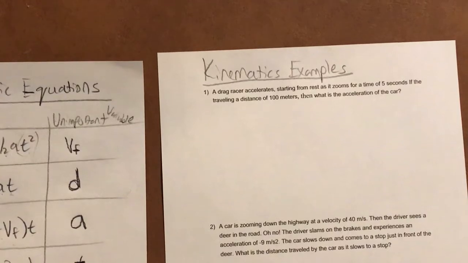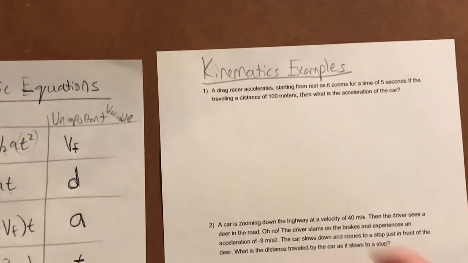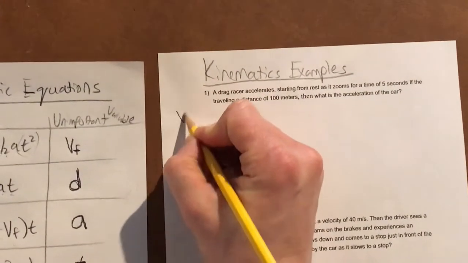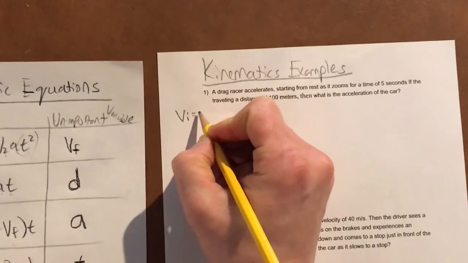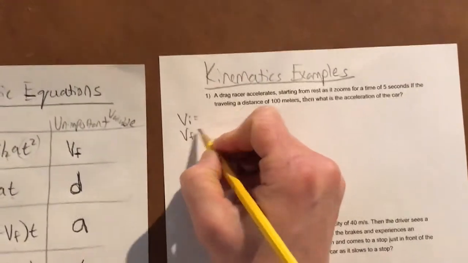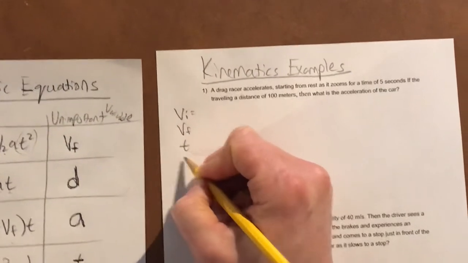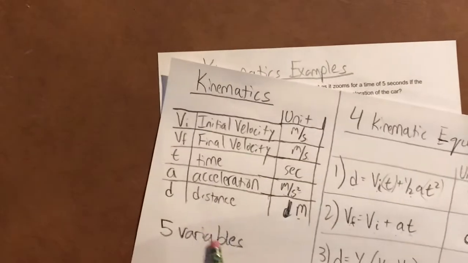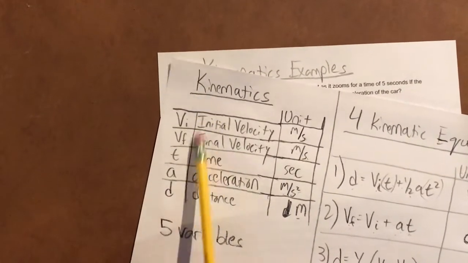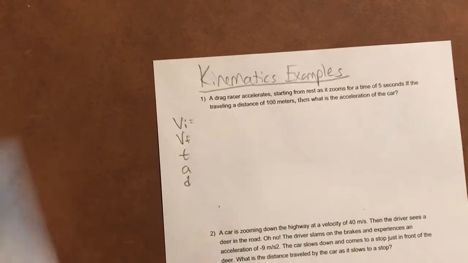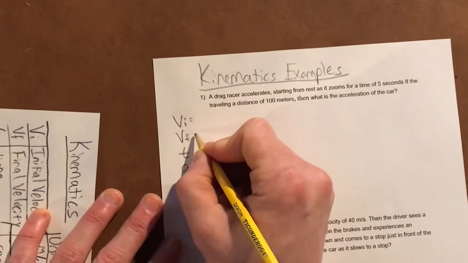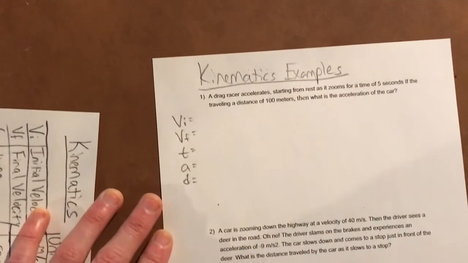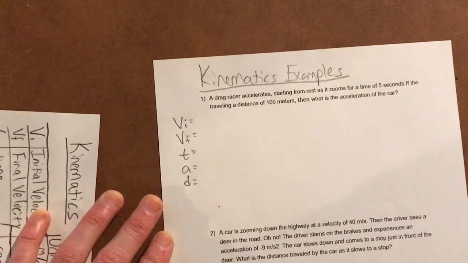So it says, actually, even before I read it, what I'm going to do every time is make a list before I read the question. VI, VF, T, A, and D. You might remember those are our 5 variables. Those 5 I'm going to make in a list, even before I read my question. And I'm going to put a little equal sign next to all of them. And now while I read my question, I'm going to fill in that list.